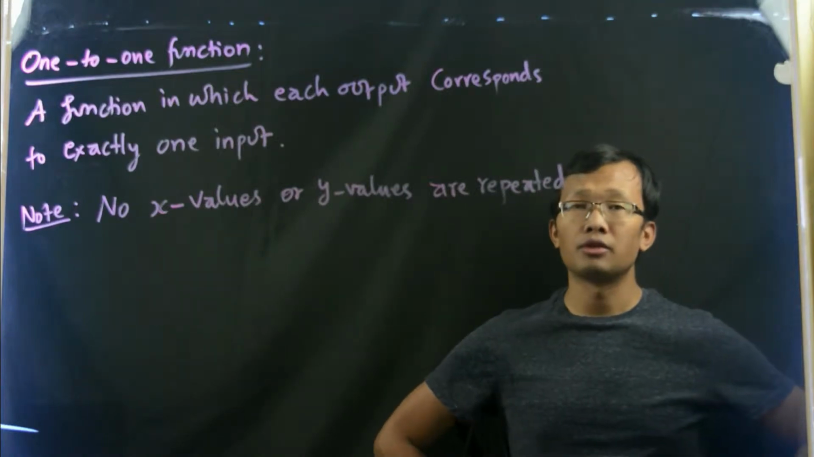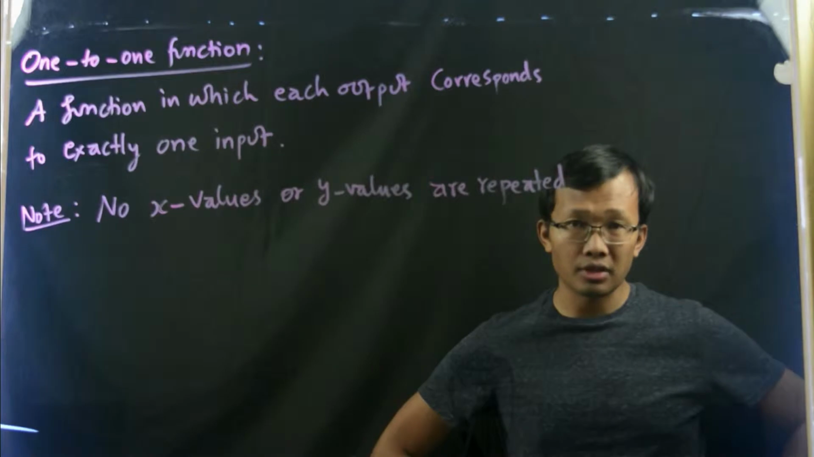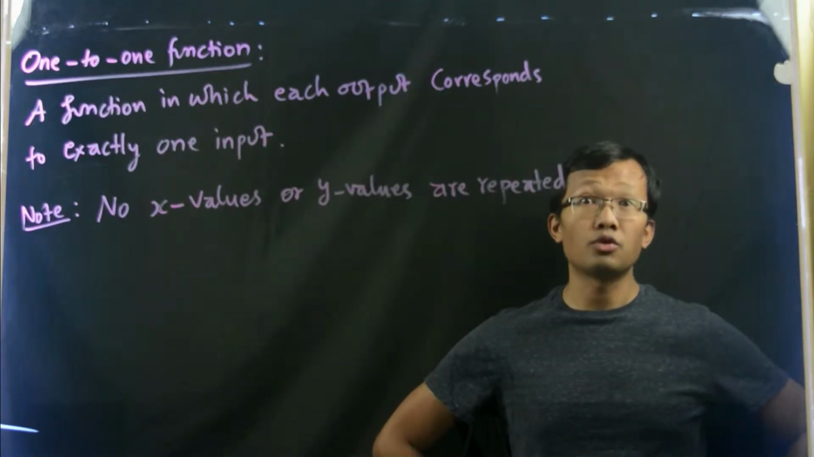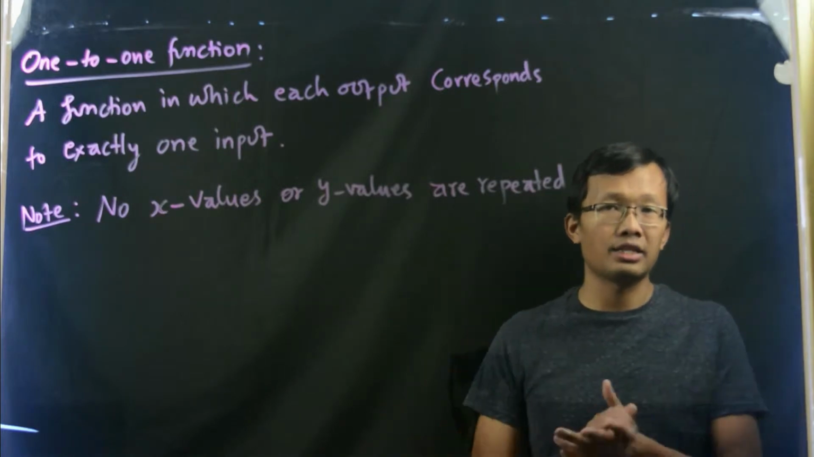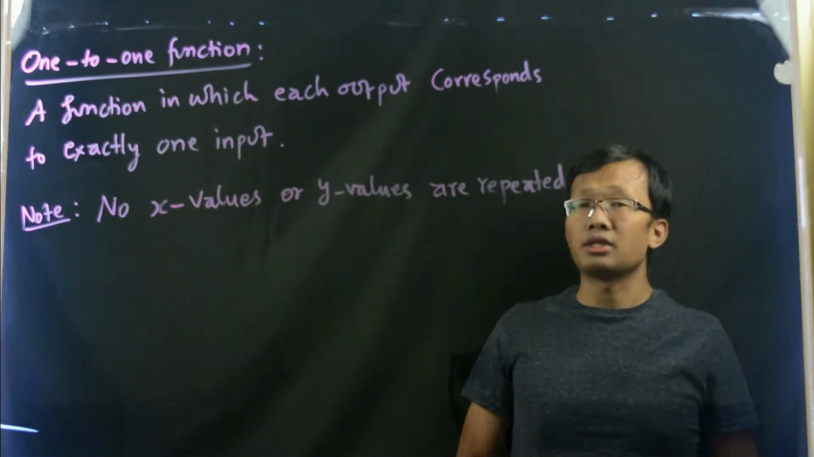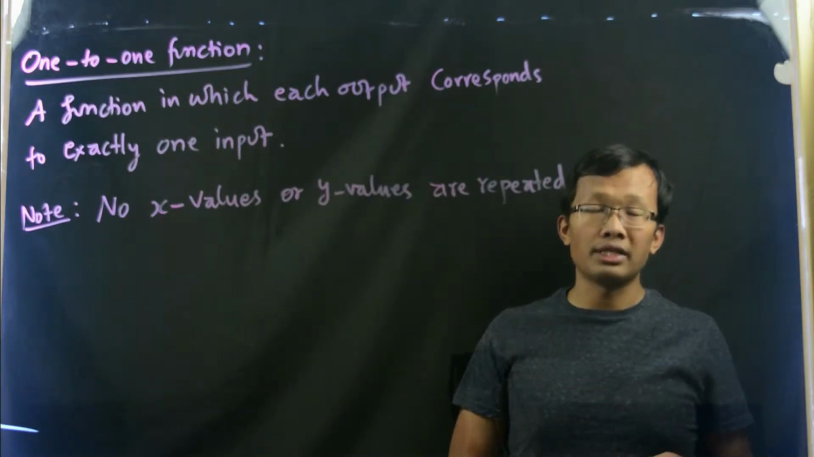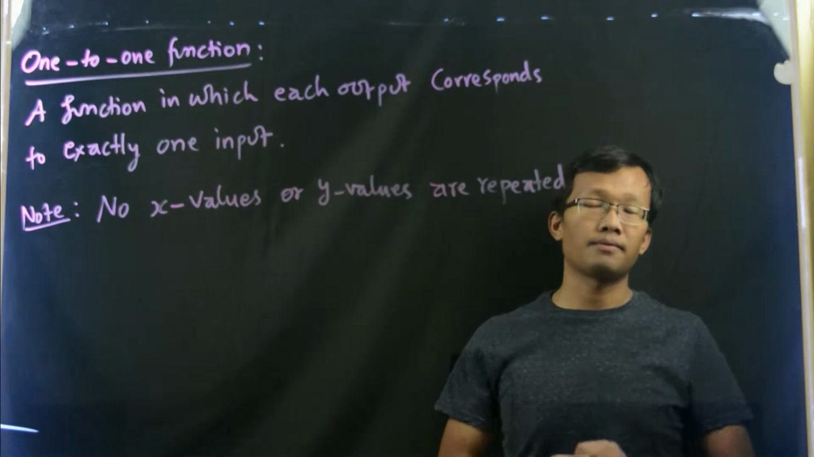Let's talk about one-to-one functions. This is a special kind of function. If a function is one-to-one, then we should be able to find its inverse. So that's why I said that this is a special function. What is a one-to-one function? Let me describe what a function is first, and then we can contrast a function and a one-to-one function.